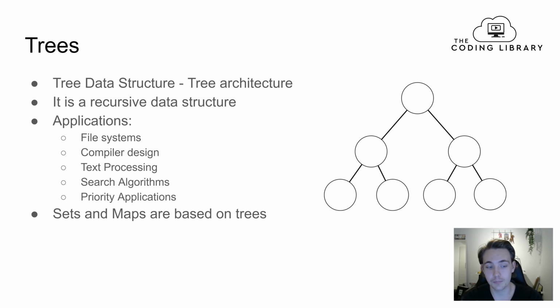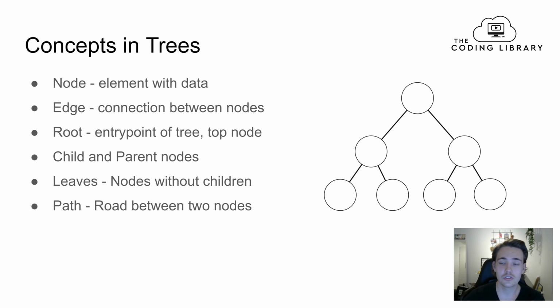We also have priority applications, as we implemented a binary search tree as a priority queue, and we could then use that for some different kinds of priority applications. Also in C++, the set and map data structures are based on trees, and they're very widely used in C++ when we're working with bigger applications and we want this tree architecture. So we need to know some of the basic concepts of the tree to get a better overview of what it is and how we can use it.